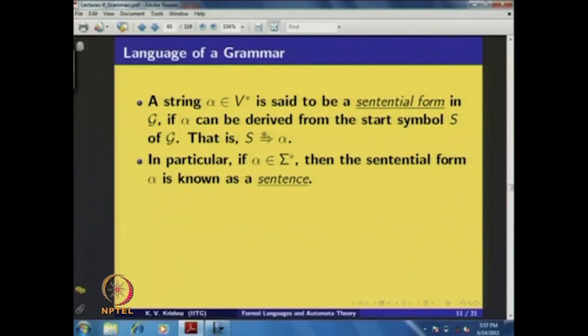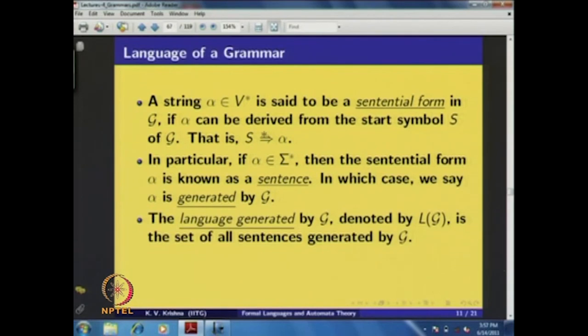In particular, if this alpha is only with terminal symbols, that means it is an element of sigma star, then that sentential form is called a sentence. In this case, we say alpha is generated by G, and now we formally define the notion of language generated by a grammar G. The language generated by G, denoted by L of G, is the set of all sentences generated by G. That is, L of G is the set of all x in sigma star, those terminal strings which can be derived from the start symbol.